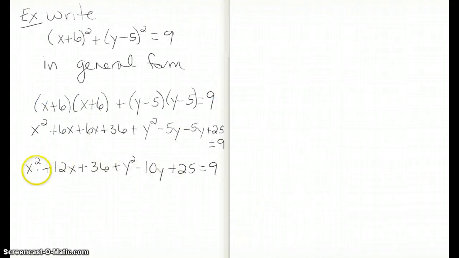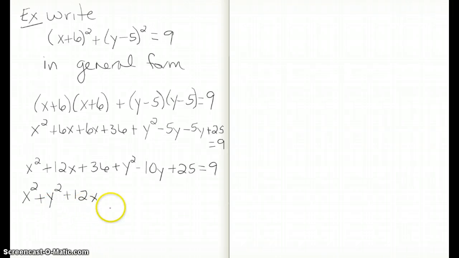I just need to rewrite a lot of this. Let's get the x squared and the y squared up here together. Remember that addition can be moved around. You can move terms around as long as you keep the correct sign in front of them. Next I'm going to put the plus 12x, because that's what it looked like in my general form. Remember it was x squared and y squared out front, then the x stuff and the y stuff. The y stuff came next, so I'm going to put that minus 10y here.